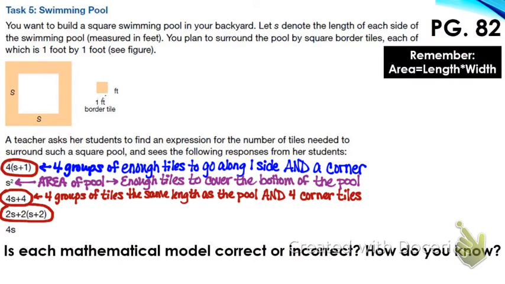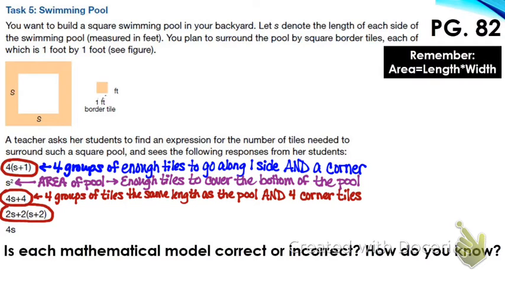I'm very curious on this fourth one down. 2s plus 2, and then in parentheses, s plus 2. Jose identified this one as one that is equivalent, one that would give us the right number of tiles to go around the outside of the pool. I want to know, in the context of this situation, here's all the tiles that I need. What's being represented by 2s plus 2 times s plus 2?